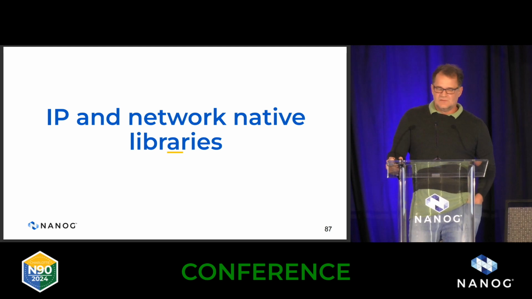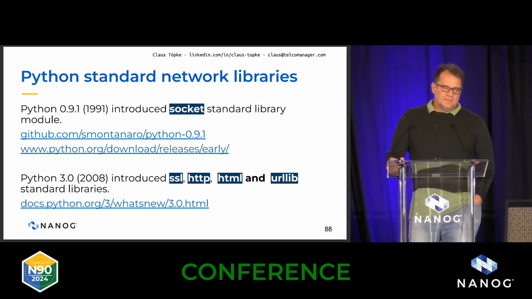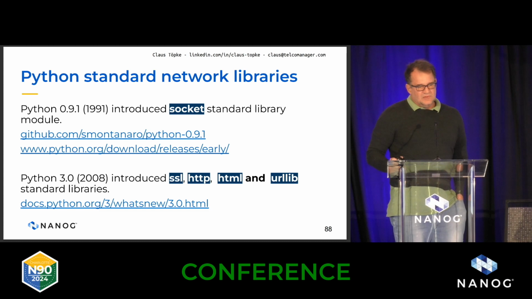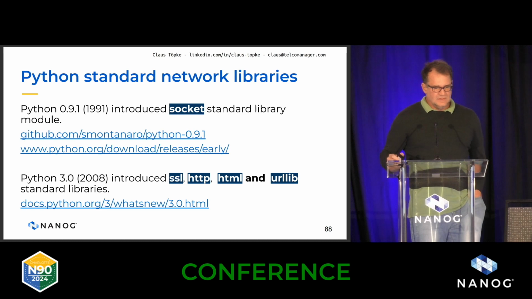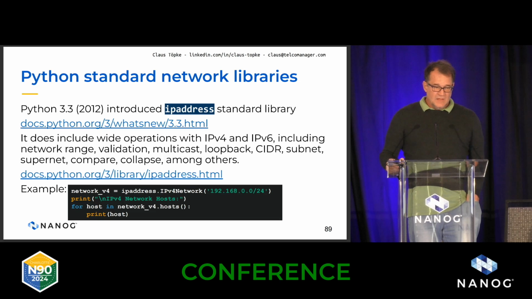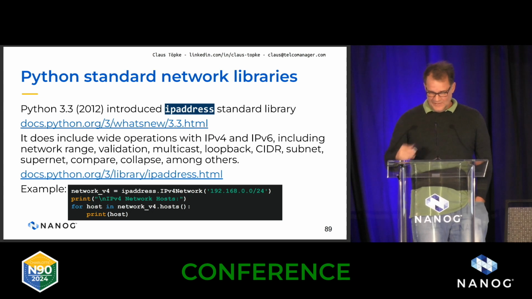Okay, so let's go to IP network native libraries. This is what matters for us as network engineers. Python does have some network libraries introduced a long time ago, like sockets and SSL, which is TLS, and HTTP, and urllib in 2008. And in 2012, version 3.3 was a huge improvement, which is ipaddress, a standard library for dealing with IP. It's really good in terms of IP manipulation. You can get subnets, you can count subnets, you can compare nets, and it's a very complex standard library, full of features, which is pretty good.